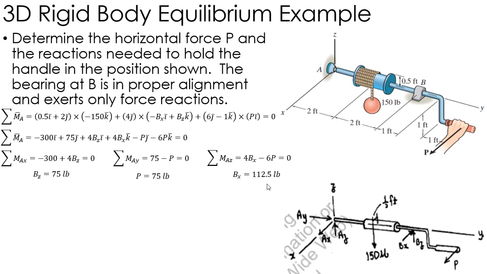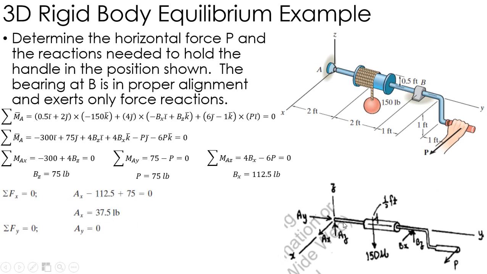So once I've done that, now I'm going to move on to my force equations. I have the sum of the forces in the x equals 0. So I have Ax, I have negative Bx, that's the negative 112.5, and then I've got P, which is positive 75. Again, that has to sum up to 0, so Ax is 37.5 pounds.